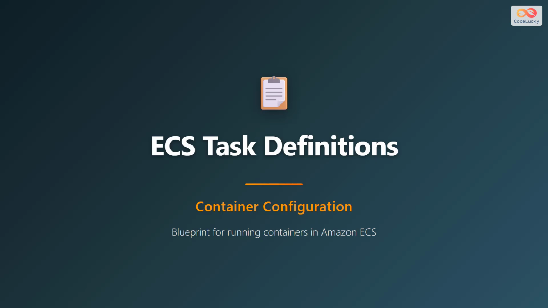ECS Task Definitions are the foundation of container configuration in Amazon Elastic Container Service. Think of them as blueprints that tell ECS exactly how to run your containers. They define everything from which container images to use to how much memory and CPU your containers need.